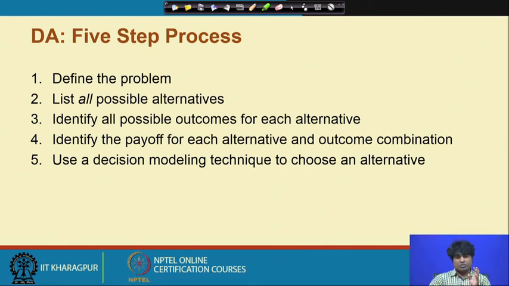So, the first step of the particular process is to define the problem, list out possible alternatives, identify all possible outcomes for each alternative, and identify the payoff for each alternative and outcome combination, then use a decision modeling technique to choose a particular alternative. So, that means in the last couple of lectures we have discussed prescriptive analytics.